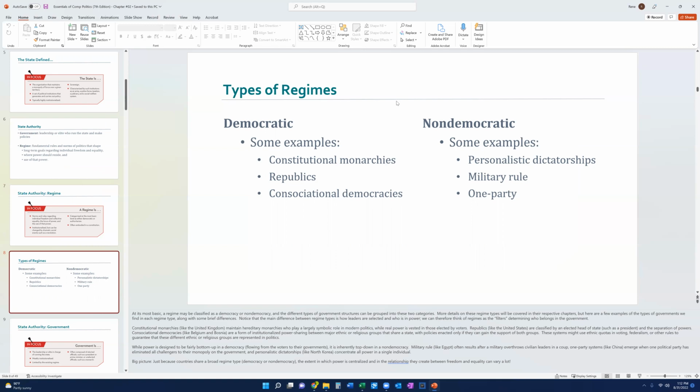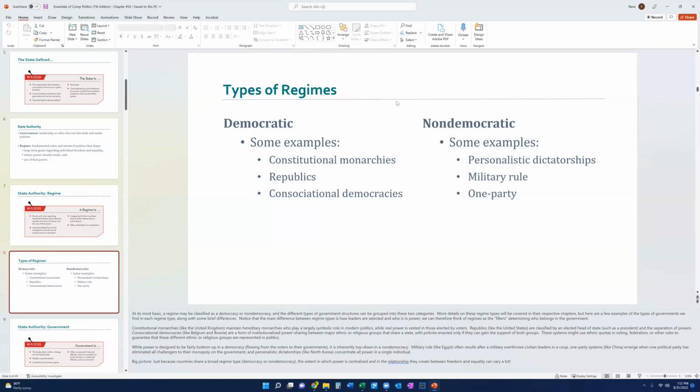Consociational democracies are going to be power-sharing democracies that are going to be sharing power between ethnic or religious groups that are found within a state, so that no ethnic or religious group has the ability to pass laws without the consent of the other. You have to have both or all of the major groups in agreement in order for laws to get passed.